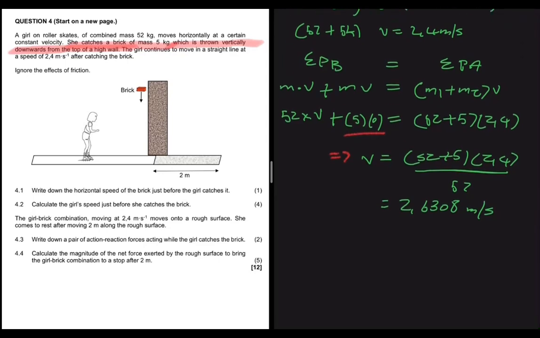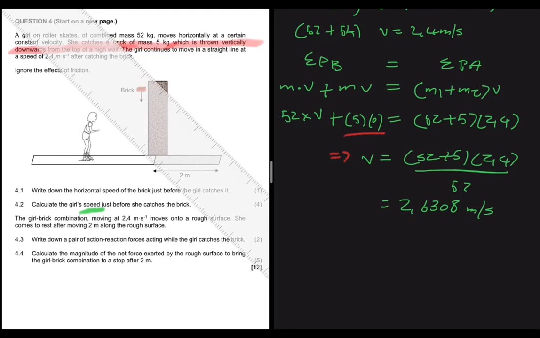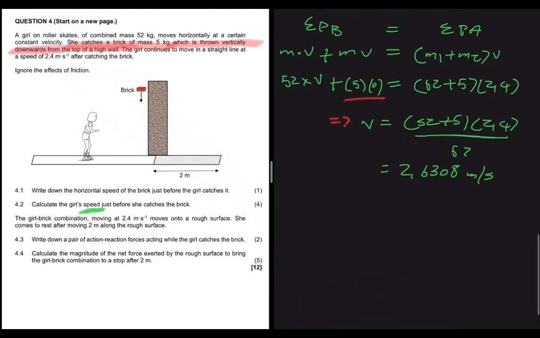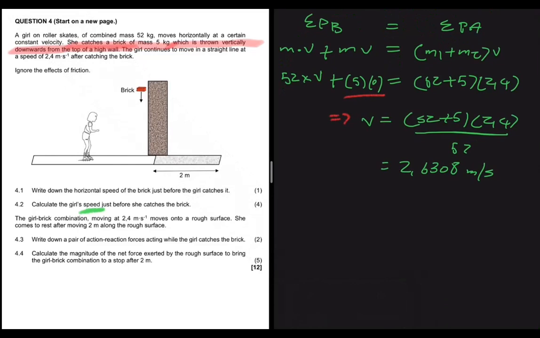This question doesn't really say a lot about the direction, whether the girl is moving to the east or to the right. But since the question says speed, we can just forget about the direction and just write the magnitude. And now let's move to 4.3. So what do we have here on 4.3?